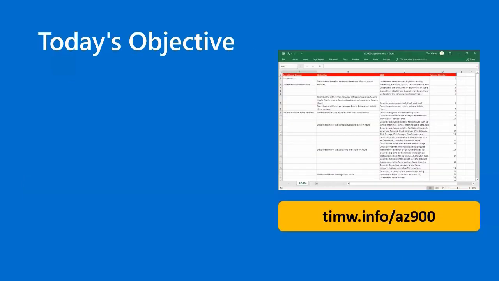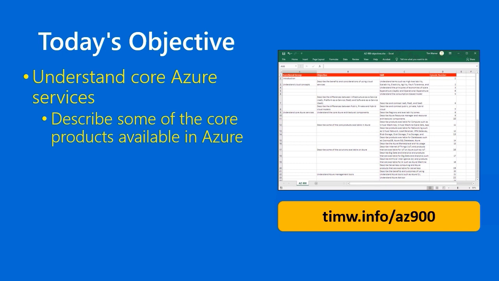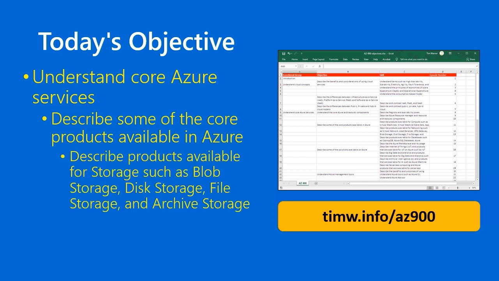Today's objective comes from the functional group in the AZ-900 Microsoft Azure Fundamentals exam, Understand Core Azure Services. This objective describes some of the core products available in Azure. We've been taking this tour subsystem by subsystem, compute and then networking, and today is about storage. Describe products available for storage such as blob storage, disk storage, file storage, and archive storage.